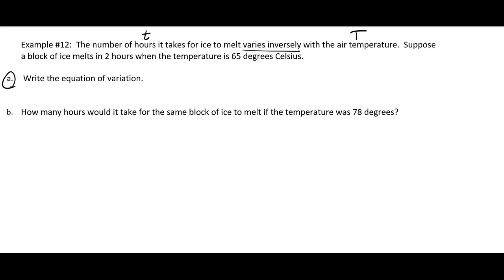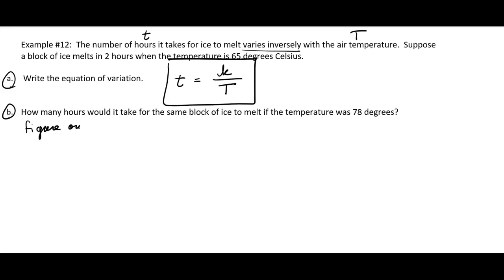So it says write the equation of variation. So little t, the number of hours it takes for ice to melt, is going to equal K over big T, the air temperature. Okay? Now, part B, we have to figure something out. How many hours would it take for the same block of ice to melt if the temperature was 78 degrees? In order to do that, this is the answer for the first part A. But in order to do part B, we have to figure out K. They don't really tell you that. But you're going to have to figure out what K is.